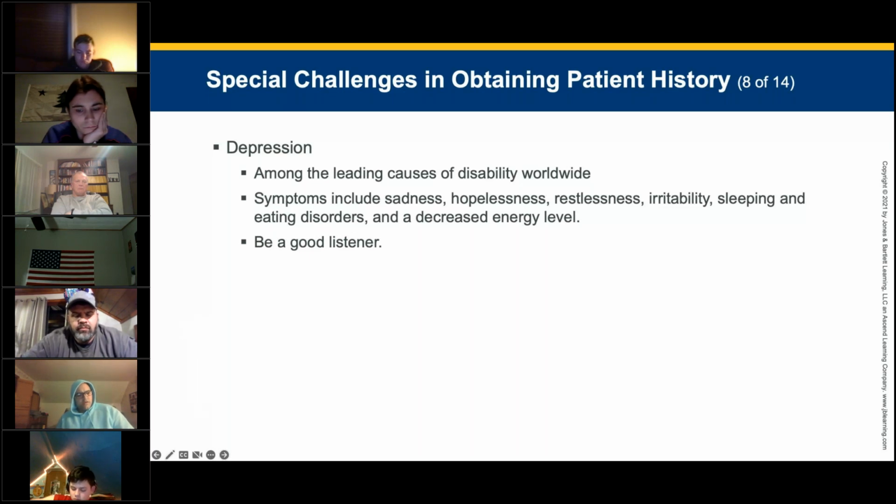Be a good listener. Ask them appropriate questions. Listen to them talk. Sometimes the best thing you can do for these patients is let them talk. If they don't want to talk, sometimes the best thing you can do is let them not talk. You've got to read the patient, read the situation, and determine what you think is the best way to keep them comfortable.